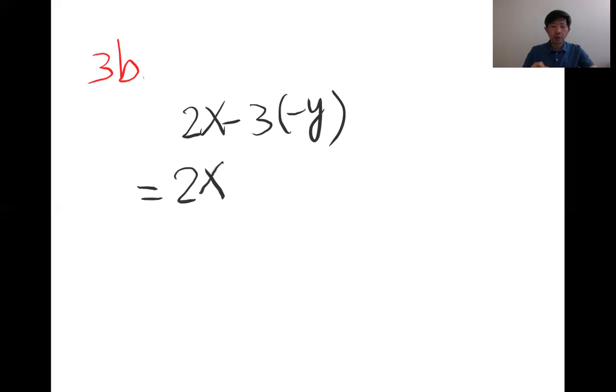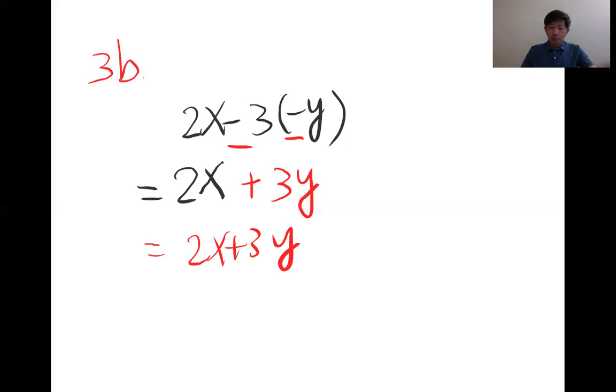The next problem, 3B, which is 2x minus 3 times a negative y. So therefore, 2x. Now here, you have to be careful because we have a negative here and we have a negative there. So negative times a negative is equal to a positive, right? So therefore, x, which is 3, plus 3y. Actually, the 3 is -3, okay? And then -y, which is -1 times y. So that's why we have -y. So therefore, the answer will be 2x plus 3y, okay?